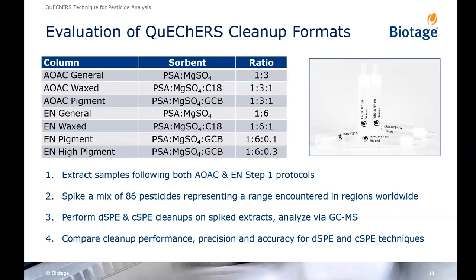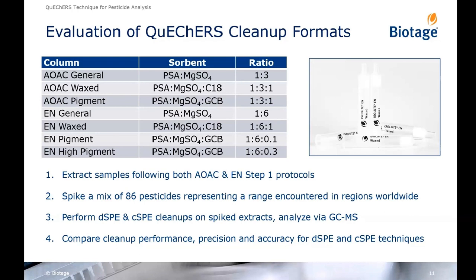And then from there, we extracted samples following both the AOAC and European Step 1 protocols. And then the extracts produced from those protocols were then spiked with a mix of 86 pesticides. Now, these pesticides represented a range of compounds that are encountered in multiple regions worldwide. So a pretty diverse range of pesticides. So once we spiked our extracts for both AOAC and EN, we then performed a cleanup. And we did the cleanup following the dSPE and CSPE technique that is equivalent to both the AOAC and EN procedure. And then we analyzed, in this case, by GCMS.